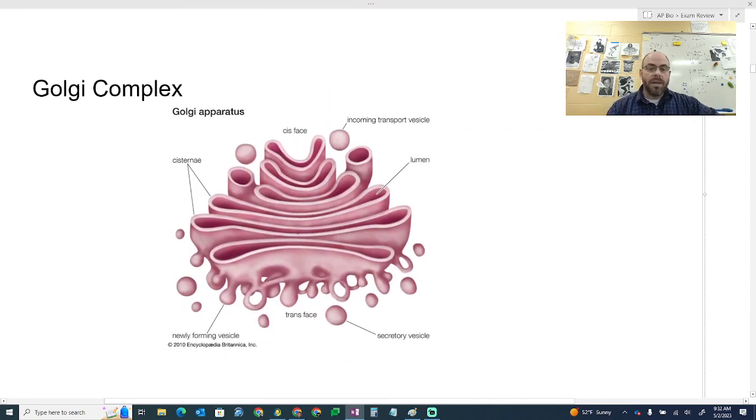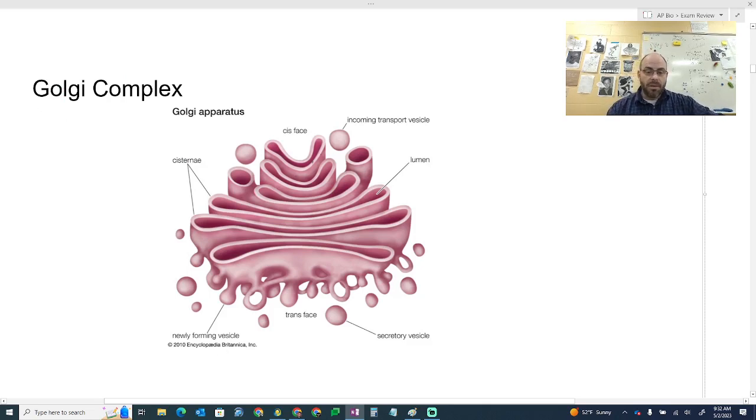This is the Golgi complex. Here we have these incoming transport vesicles. This incoming transport vesicle has some sort of protein in it that is coming from the rough ER and is going to find its way to the Golgi complex, or the Golgi apparatus, or the Golgi body. Golgi is going to be the common word here, which is not a really common word, so it's easy to remember. The purpose of the Golgi complex is the modification of proteins.